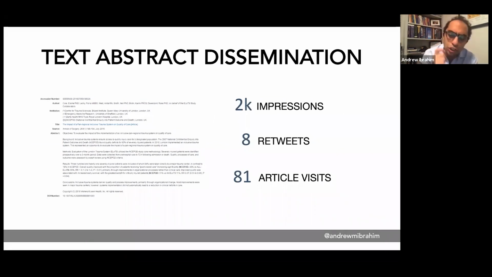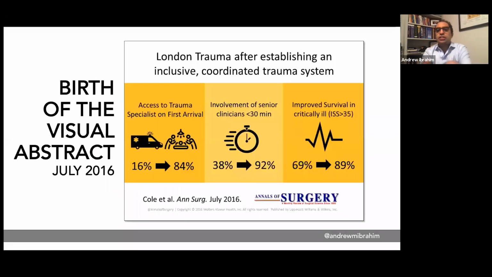This article is so good. If only people knew quickly what it was about, they would know this is an article they need to go read. And so became the birth of the visual abstract. And this was the first one. This was really just my attempt to summarize the key findings of that article in a way that could get read quicker, just to help alert people to the article.